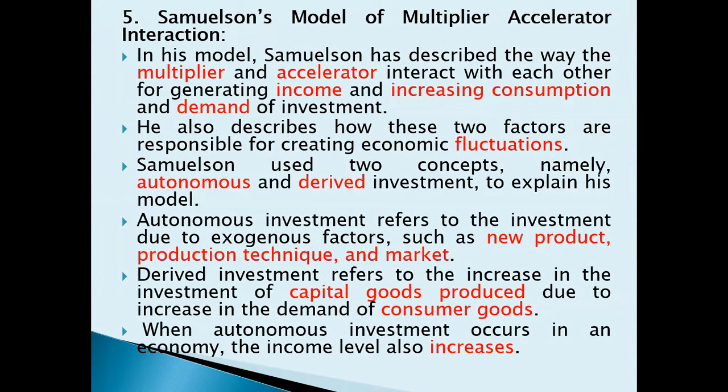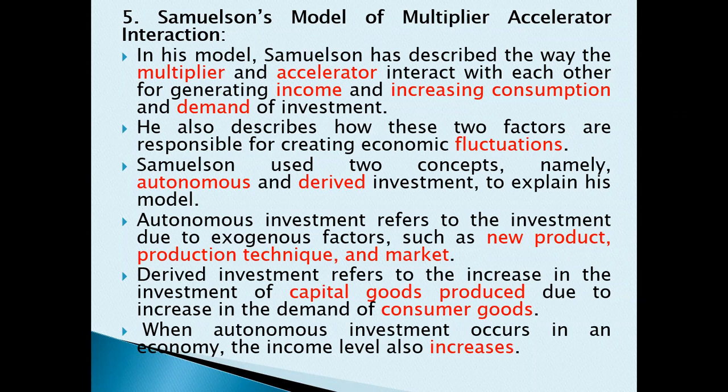The derived investment refers to the increase in the investment of capital goods produced due to increase in the demand of consumer goods. So here autonomous investment is focusing on new product, production techniques, and new market, whereas derived investment is focusing on the capital goods and consumer goods. So these two investments also affect the business cycle. Investment into capital goods and investment into consumer goods leads to business cycle changes.